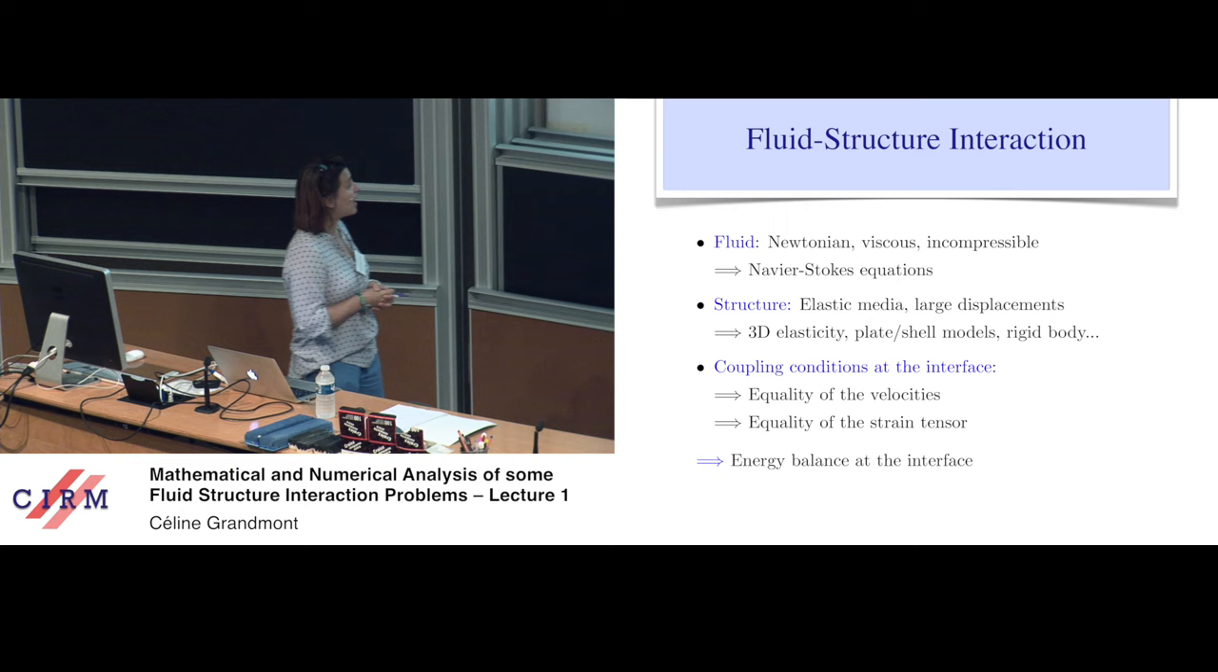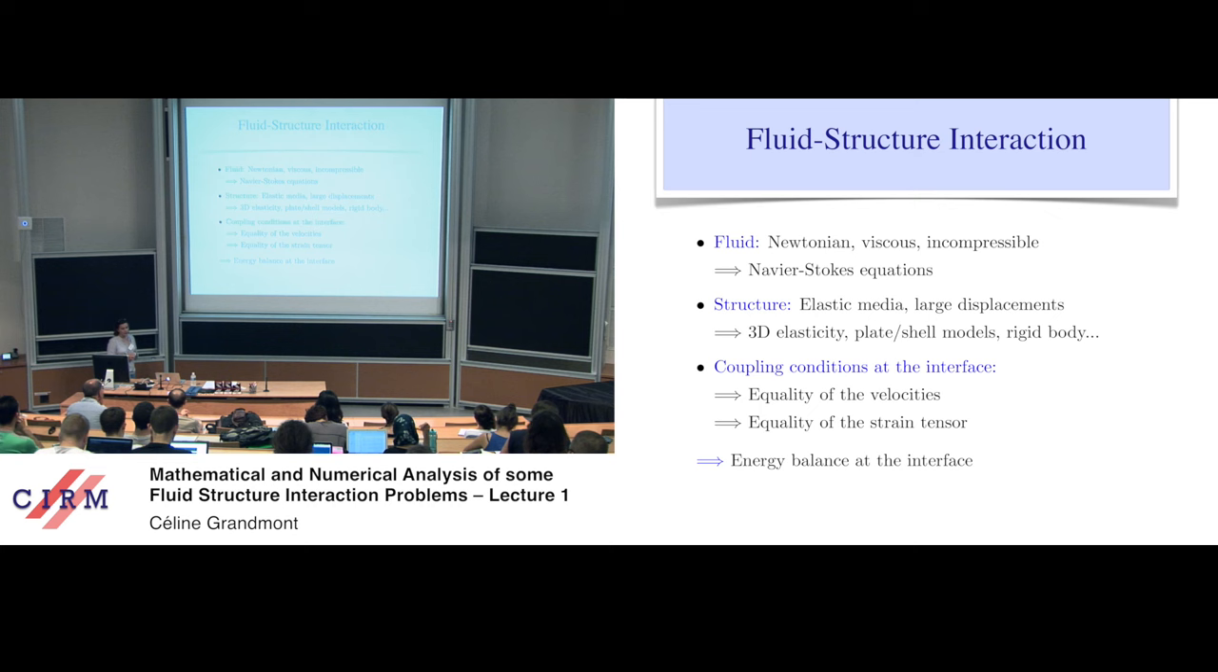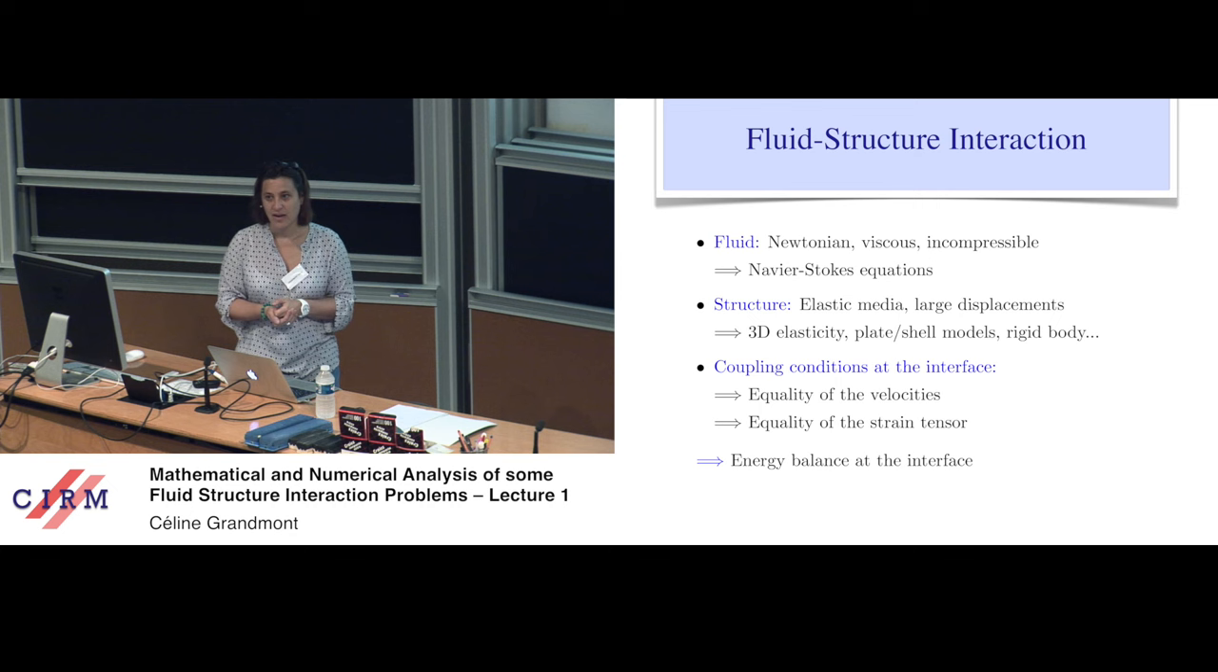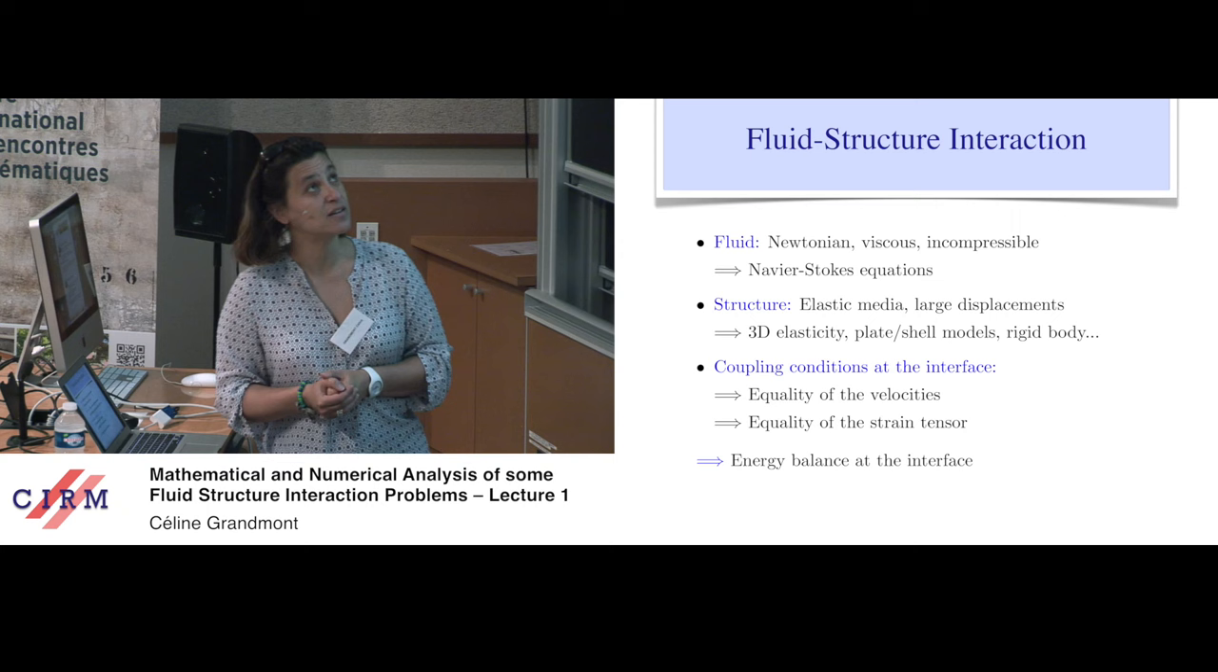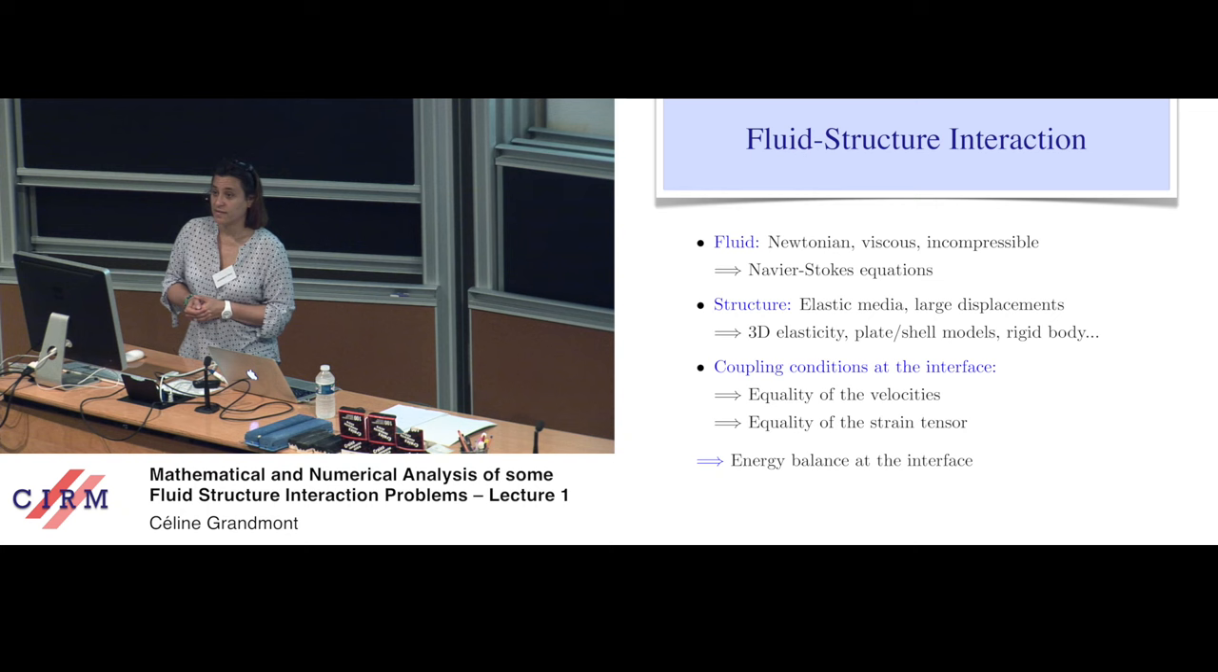We will consider that the fluid is Newtonian. As we saw in Alberto's lectures, this is not really true for the blood, in particular in small vessels and stuff like that. Nevertheless, we will consider that the blood is a Newtonian flow. So that is viscous, incompressible, and so we will consider the Navier-Stokes system to describe the velocity field and pressure.